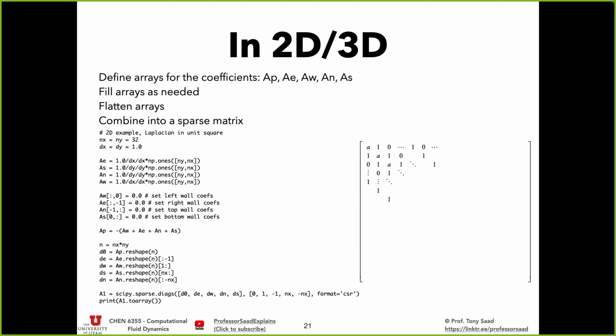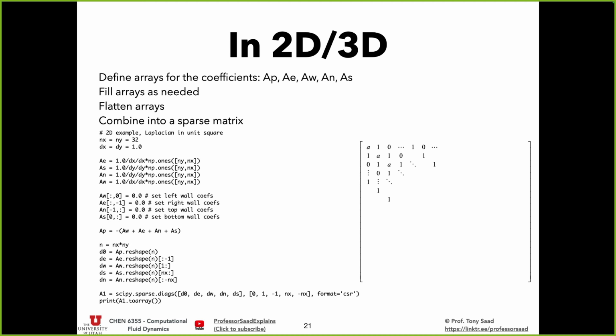Same thing for all the south coefficients. Same thing for all the north coefficients. Same thing for all the west coefficients. I didn't do anything yet for the P coefficients because AP is the sum of all of those. So I need to apply the boundary conditions first and then sum them up.